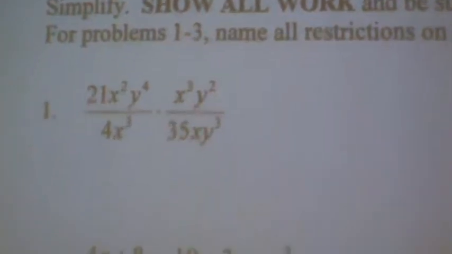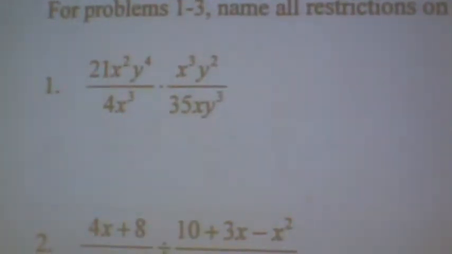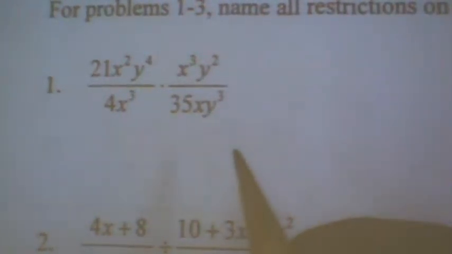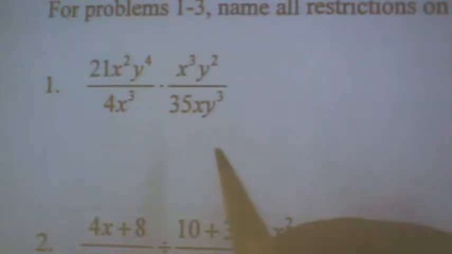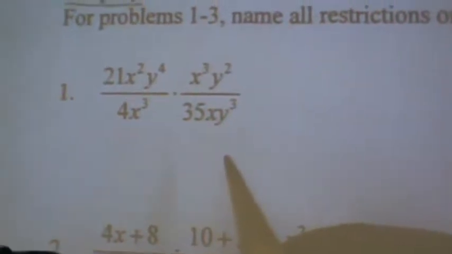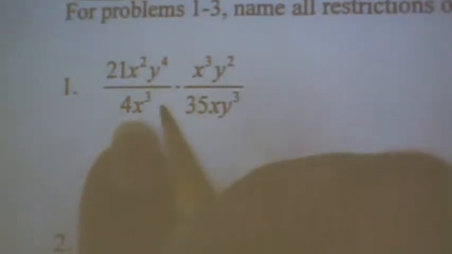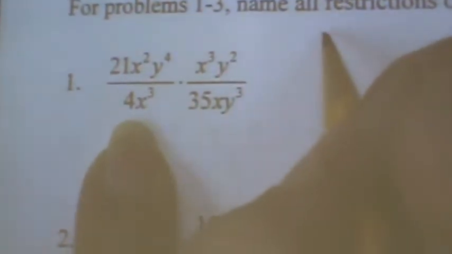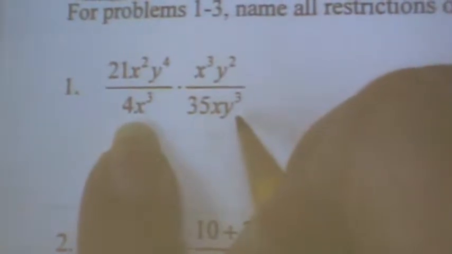So for questions 1 through 3, you are going to simplify. Before you simplify, you need to state the restrictions. So let's do that. What can't x be or y? X can't be 0, y can't be 0. So those are your restrictions. So on this line, you're going to write x cannot be 0 and y cannot be 0.